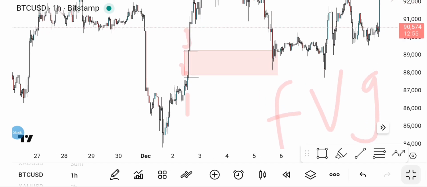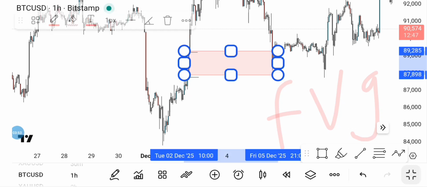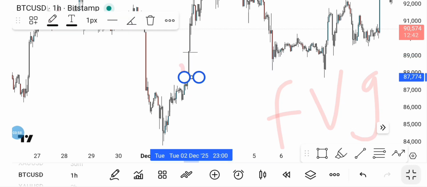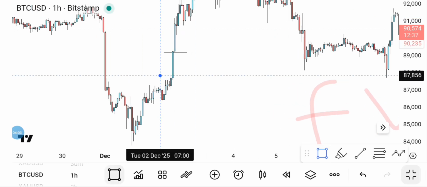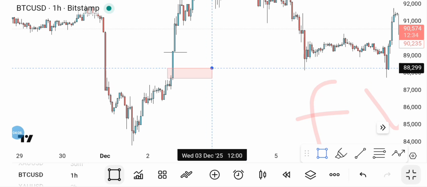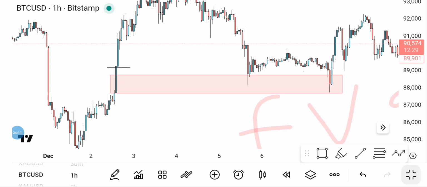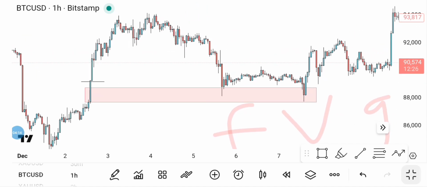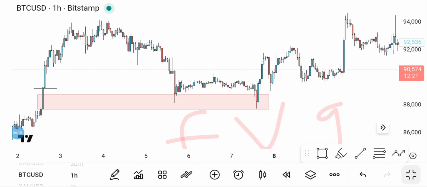Now let me take out these numbers here. If you pay attention to the fair value gap here, let me judge again, this one here, we can clearly see that when the price traded back into the fair value gap, you can see the movement here, and indeed it is a very powerful movement.